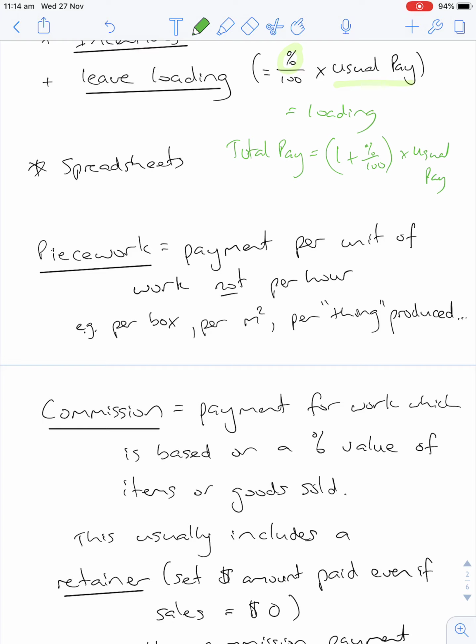So that's leave loading. I've also just put spreadsheets on this little list here to remind us that spreadsheets are going to be a fairly big part of this topic. I'm going to do those in a separate video because there's quite a bit to talk through in terms of how you operate spreadsheets for those who haven't done those before. So I'll deal with those questions in a separate video.